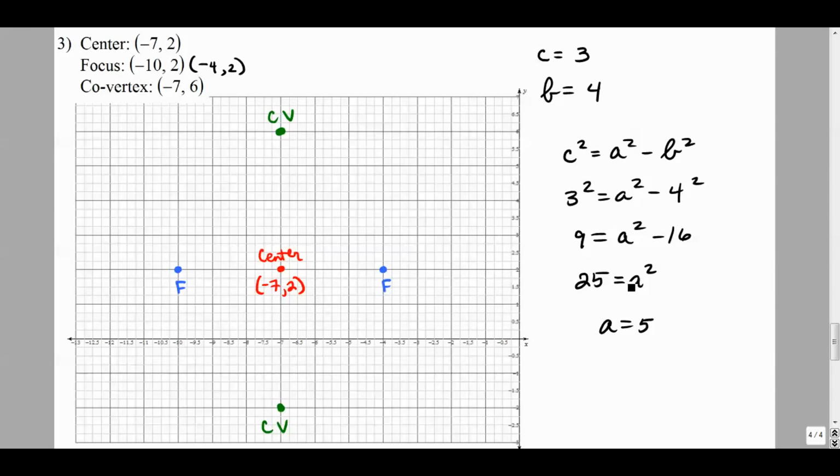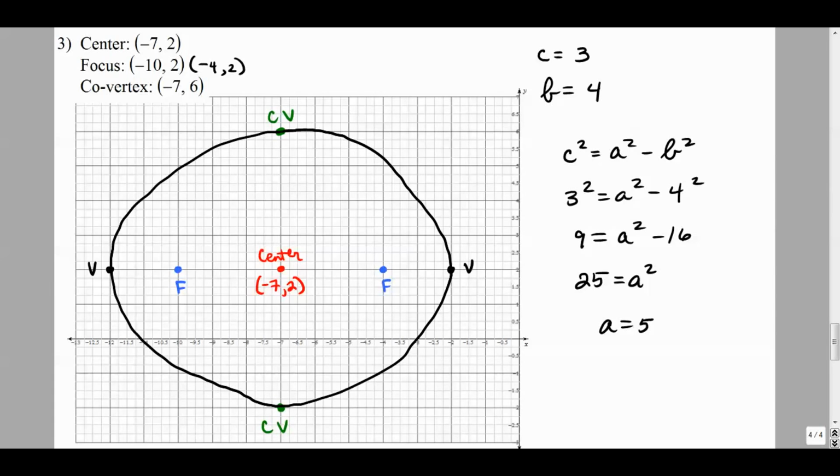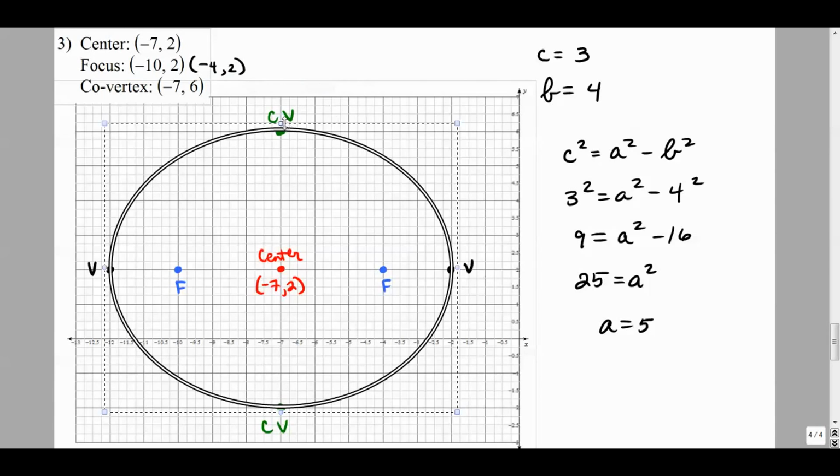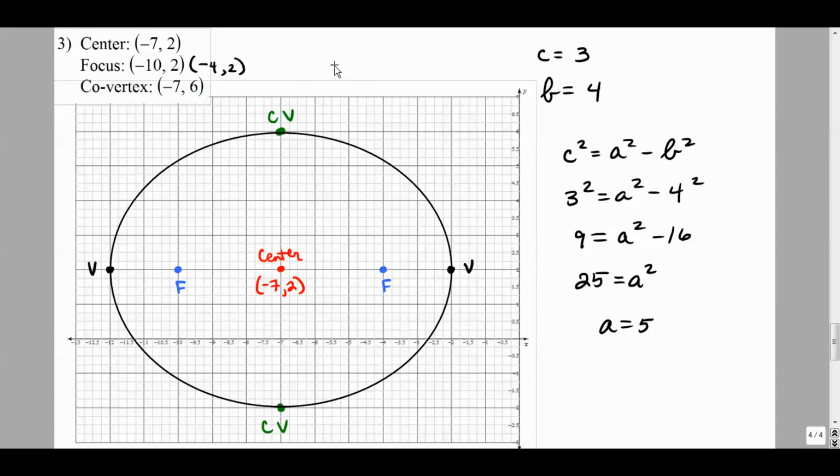So the center is 5 units away from our vertex. So there's our vertex. This direction as well, that would be -12. And you just connect them, and I'll smooth that out a little bit. That looks pretty good. So there you go. And again, your other co-vertex is -7, -2.